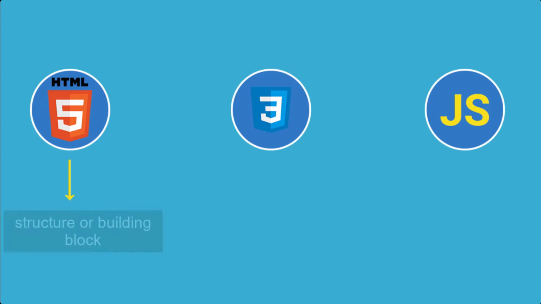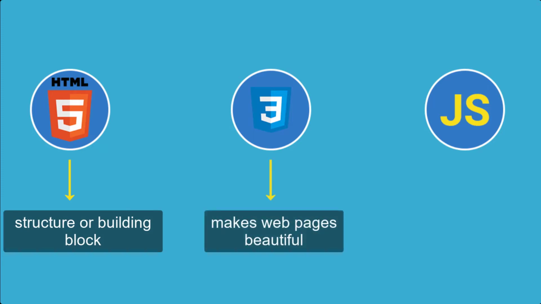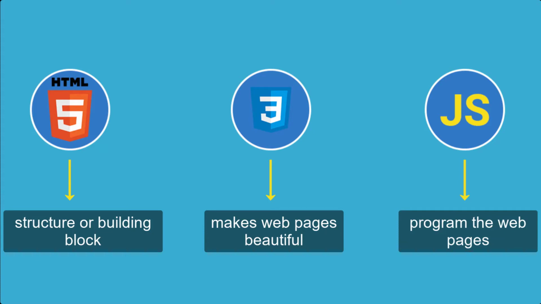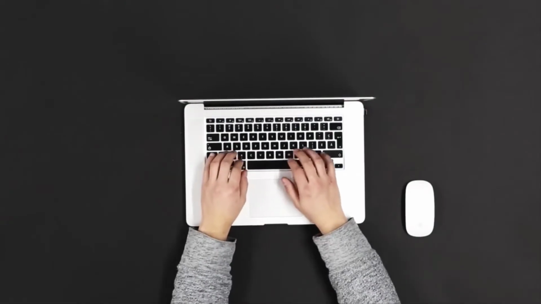HTML is the structure or building block of web pages. CSS makes web pages beautiful. It helps developers manage web pages or web applications' formatting, layout, and presentation. And JavaScript programs the web pages to enable user interaction. The very websites you have seen on the internet are built in these languages. The better you are at using these languages, the better a front-end developer you are.